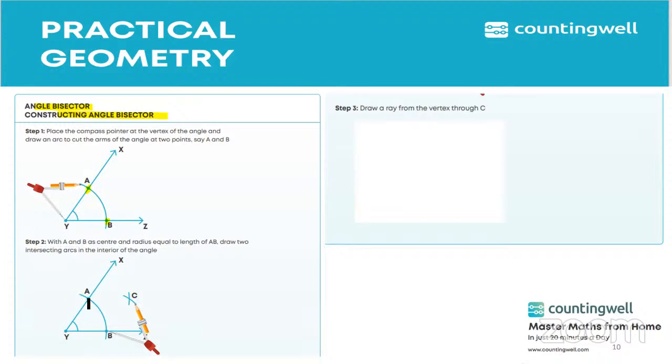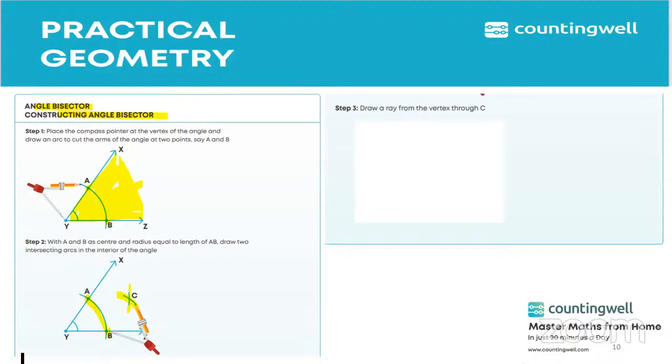Okay, you have to take the length equal to AB, and then with A as the center and radius equal to this length, we draw two intersecting arcs in the interior of the angle. Interior of the angle means you have to draw in this region, in this area. So with the distance equal to AB, first keep the pointer of the compass at vertex A and draw an arc, then the pointer at vertex B and draw an arc.